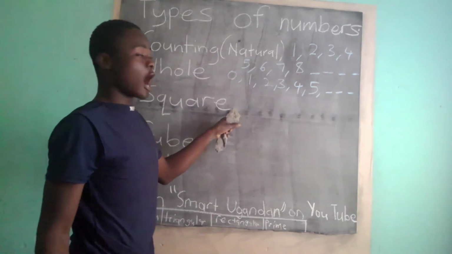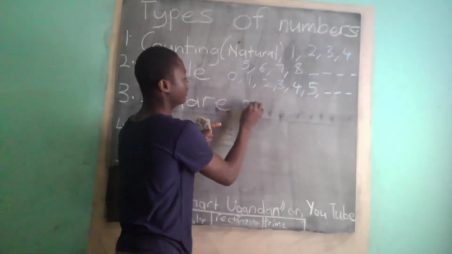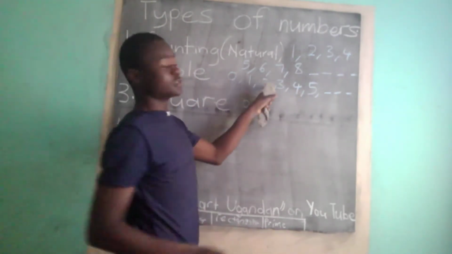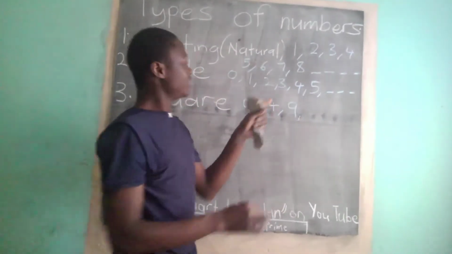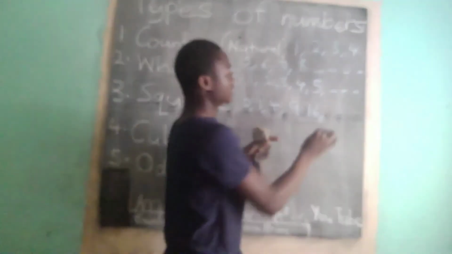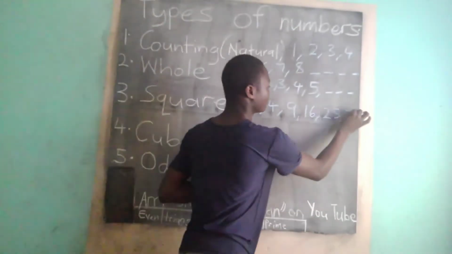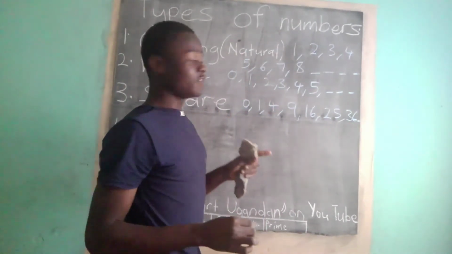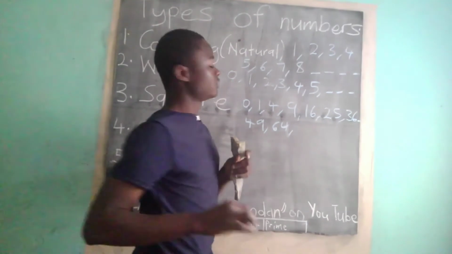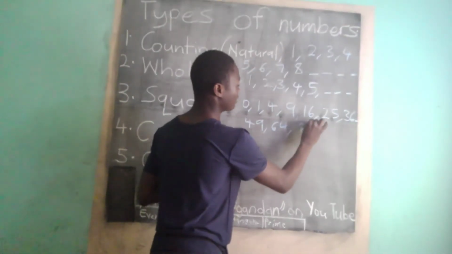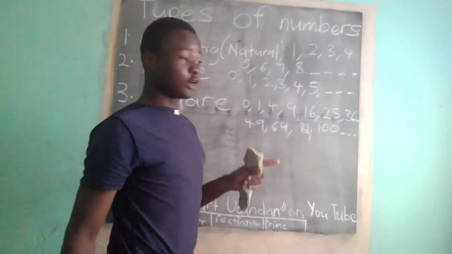Then square numbers. To get square numbers, you just take the whole numbers, then you square them. 0 squared is 0. 1 squared is 1. 2 squared is 4. 3 squared is 9. 4 squared is 16. 5 squared is 25. 6 squared is 36. 7 squared is 49. 8 squared is 64. 9 squared is 81, and 10 squared is 100. And so forth. Those are the square numbers.